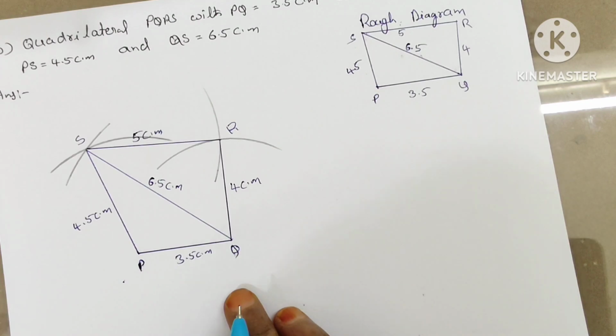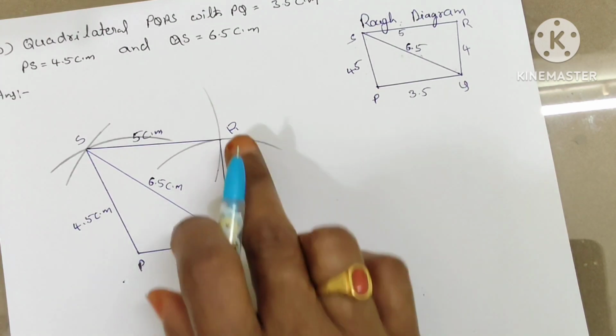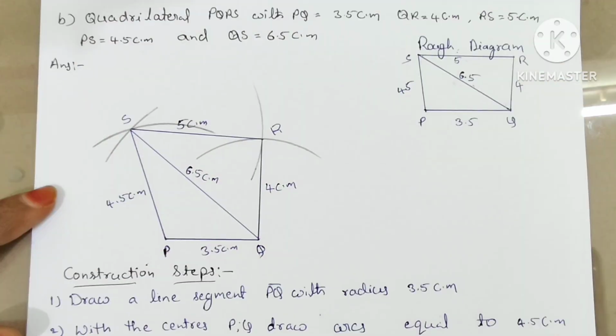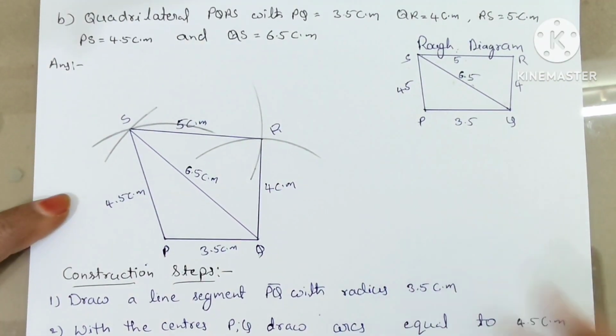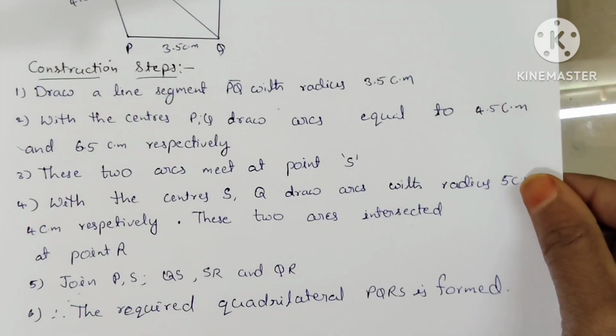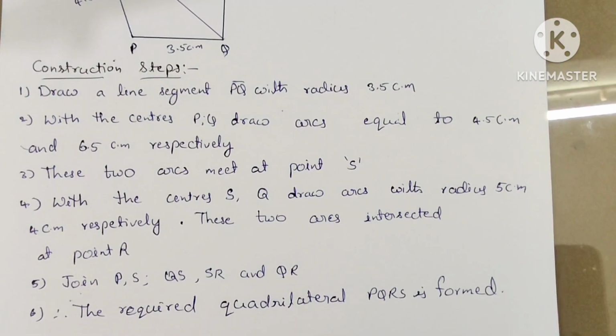So this is the quadrilateral diagram. Now here the PQRS quadrilateral diagram. This is the B question diagram. Next, construction steps. These are the construction steps.